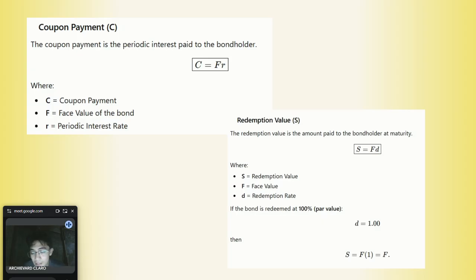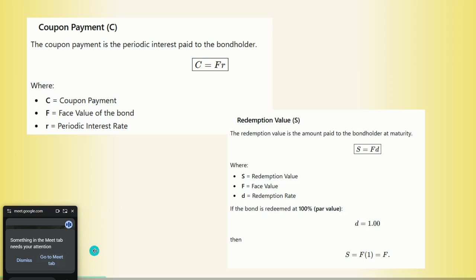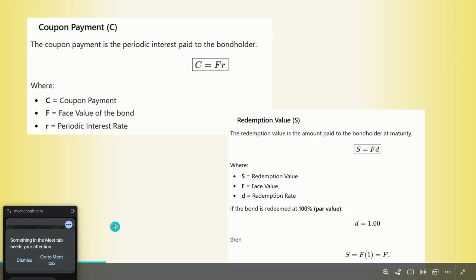Where we have the formula S is equals to FD, where S is the redemption value, F the face value, and D the redemption rate. If the bond is redeemed at 100% par value, D is equals to 1, then S is equals to F times 1 is equals to F.